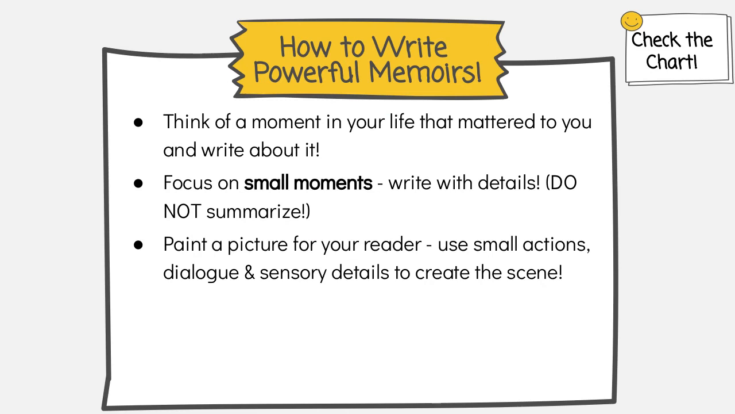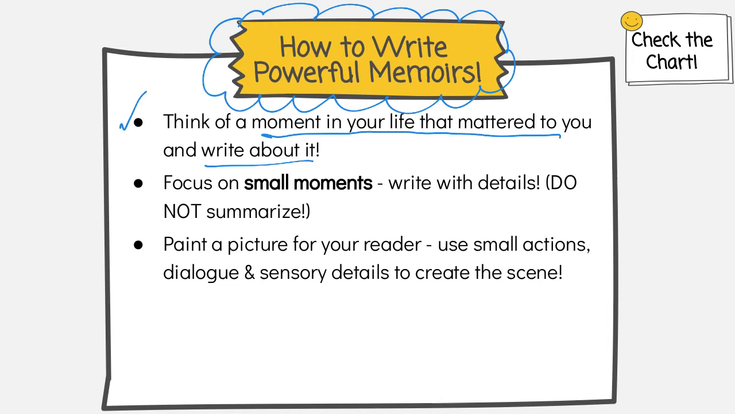Let's take a second and check back with this chart that we've been making as we've been writing our memoirs. We've been doing all these things. Just to review, think of a moment that matters in your life and write about it. Focus on small moments, write with details. Do not summarize. Your story should not be like two paragraphs. Like the piece that we just read, lots of little details. Paint a picture for your reader. So using small actions, like "I walked here," "I twisted my hair."